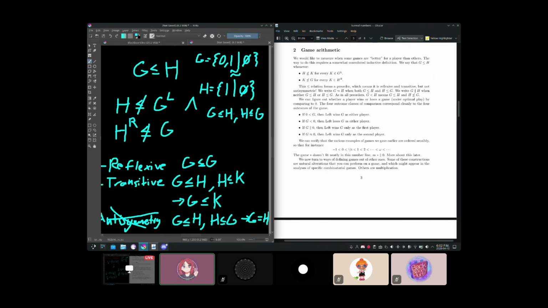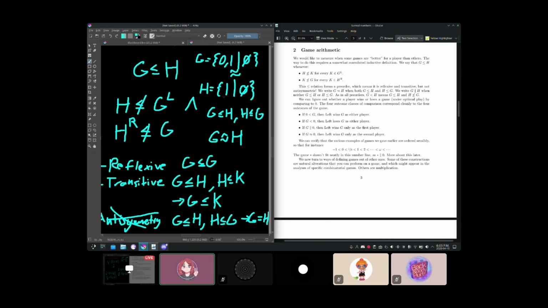And what I'm going to do is call them order equivalent. What order equivalent means is that G is less or equal to H, and H is less or equal to G. I like to write it using this approximation sign. I don't think this is a thing in the literature, but it's just something I like to do, so I'm going to do it. Anti-symmetry basically boils down to the fact that you can have G order equivalent to H, but not literally equal to H.